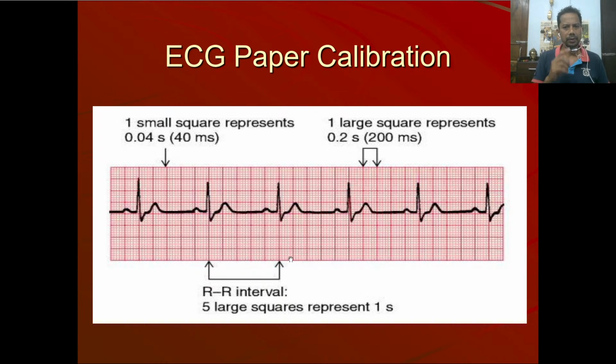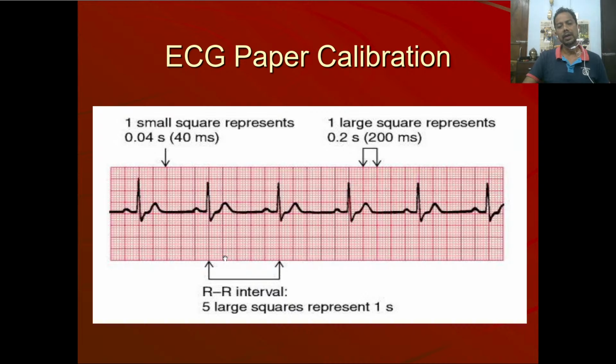First thing is 25 millimeters per second. If there is a ventricular tachycardia or very bad PSVT and you can't see the P waves, you double the speed to 50 millimeters per second and you will get a good PQRST complex. Then this is the ECG paper, a standardized paper, with 5 small squares horizontally and 5 small squares vertically, making a big square. One small square is 0.04 seconds or 40 milliseconds. There are 5, so one large square is 0.2 seconds or 200 milliseconds.